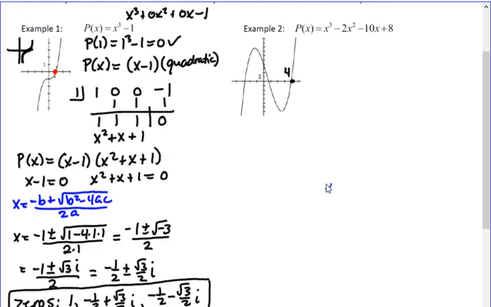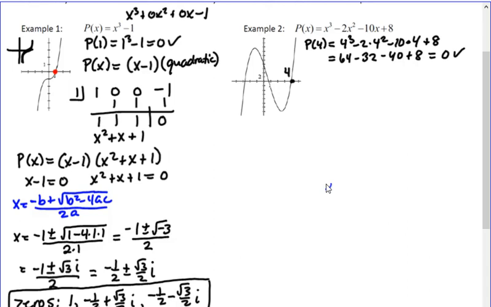And so my first task is to find one real zero. So I'm going to just check and see if this is a real zero. 2 ways I can do that. One thing is I could just put this into the equation. And I could say this is 4 cubed minus 2 times 4 squared minus 10 times 4 plus 8. And that would be 64 minus 32 minus 40 plus 8. And that does turn out to be 0.